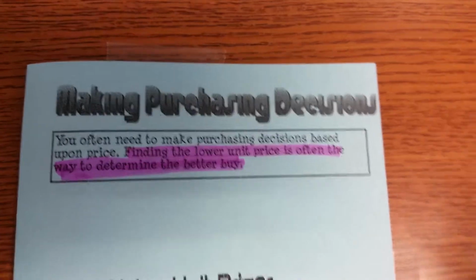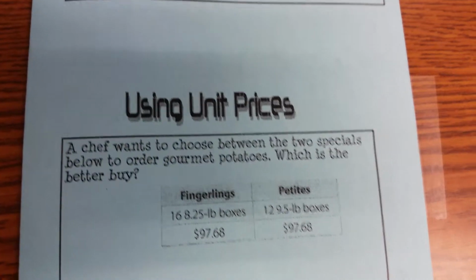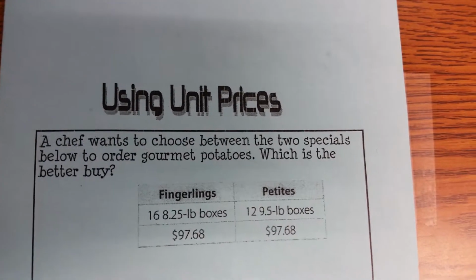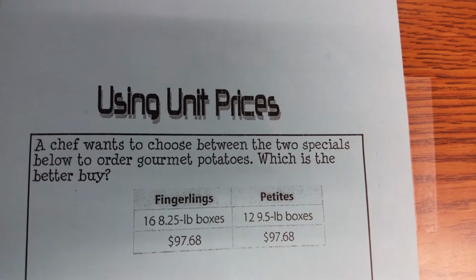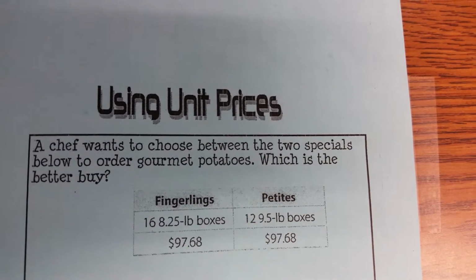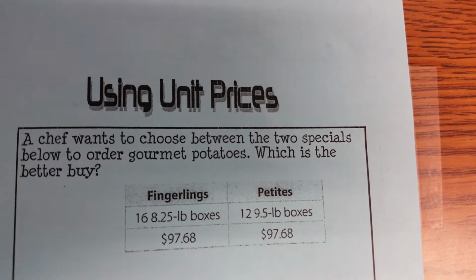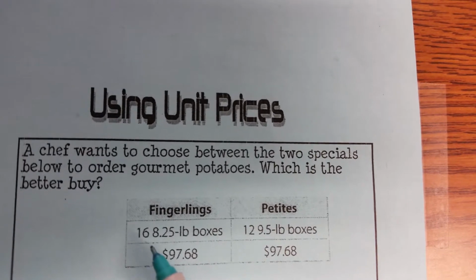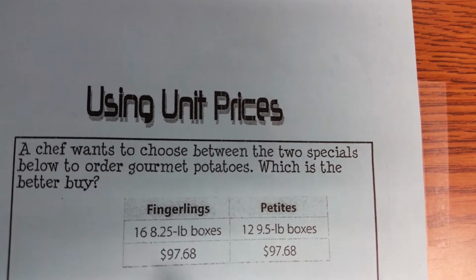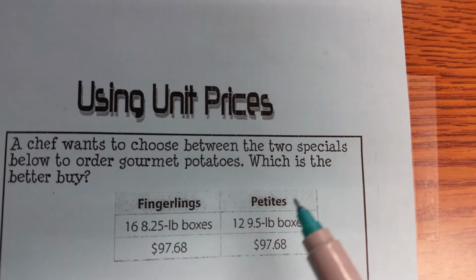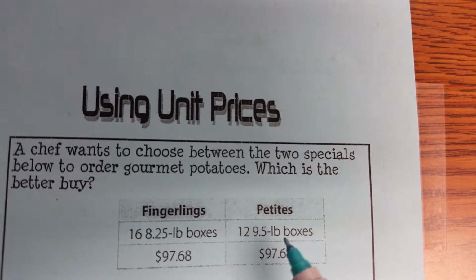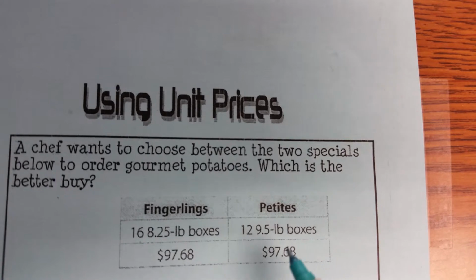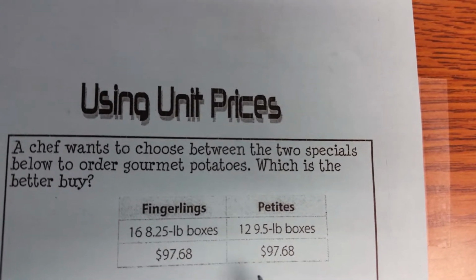our better buy? Okay, so the first example here we have is using unit prices. So our example says a chef wants to choose between the two specials below to order gourmet potatoes. Which is the better buy? So in fingerlings here, we have 16 8.25 pound boxes for $97.68. At Petites, we have 12 9.5 pound boxes for the same price. So which one do you think would be the better buy just by looking at it?